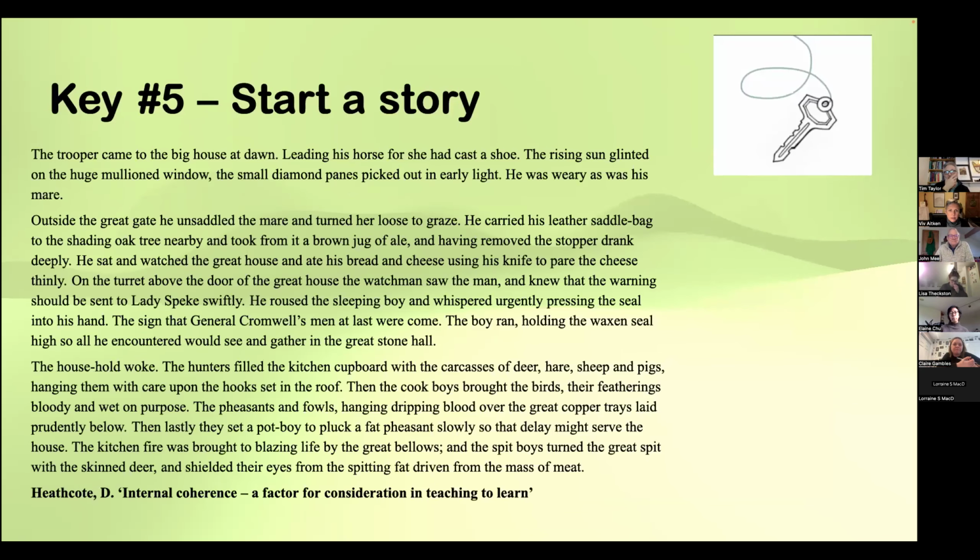I was digging around this week. I'm writing an article for Viv, a paper really about internal coherence, and I came across this. This is in a paper that Dorothy Heathcote wrote called "Internal Coherence: A Factor for Consideration in Teaching to Learn," and this is only a small part of it. It's actually about 5 times as long as this.